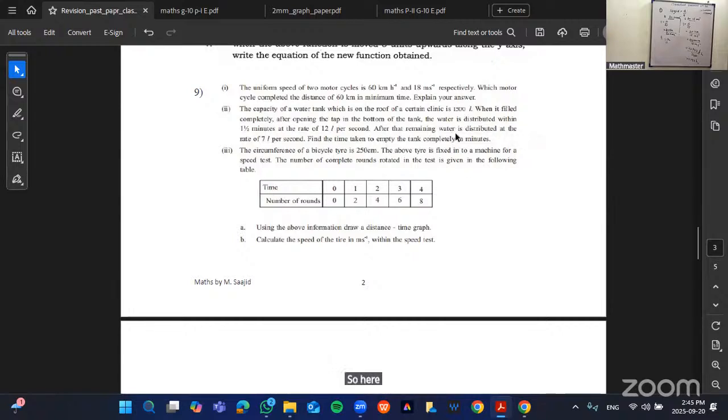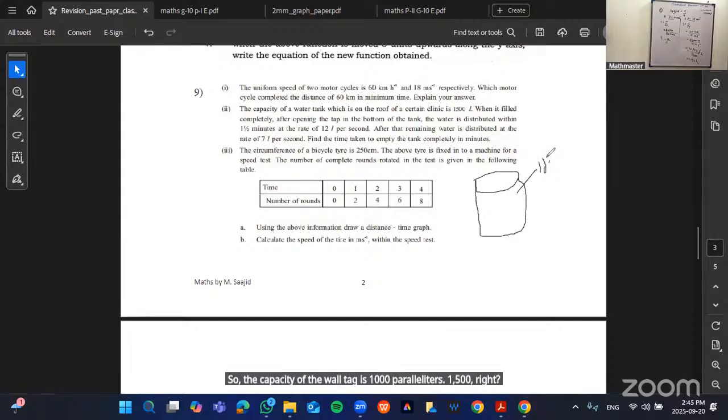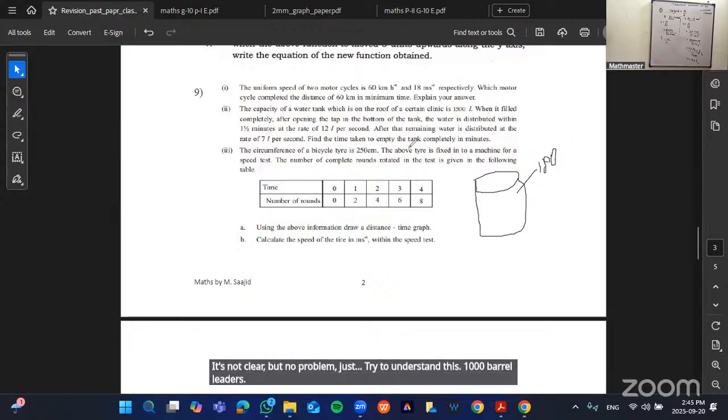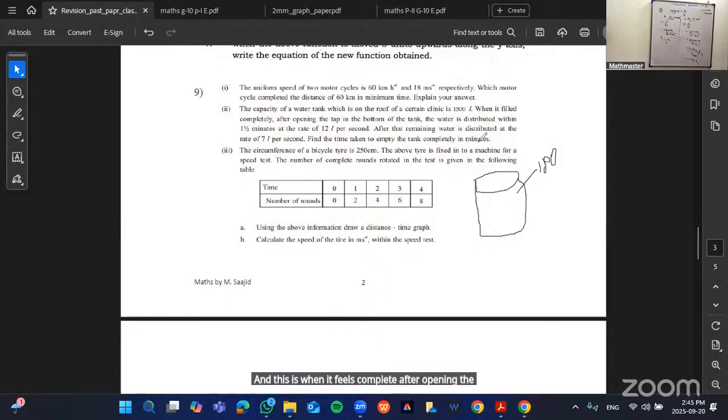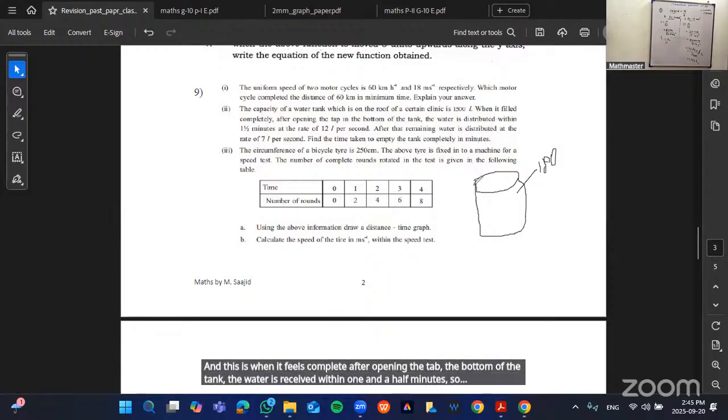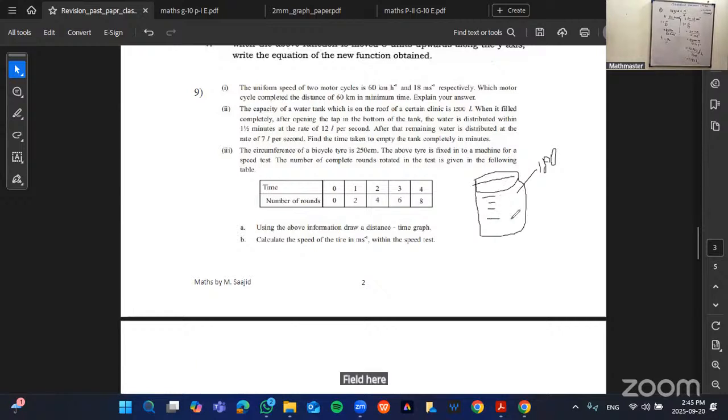So here what they have said is the capacity of the water tank is 1,500 liters. 1,500, right? It's not clear, but no problem. Just try to understand. It's 1,500 liters. And they say when it fills completely, after opening the tap at the bottom of the tank, the water is distributed within 1.5 minutes. So after the entire tank is filled, the water is distributed by a tap down below at the rate of 12 liters per second for 1.5 minutes.